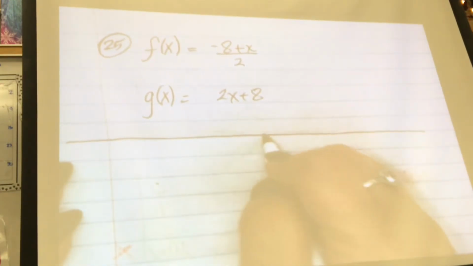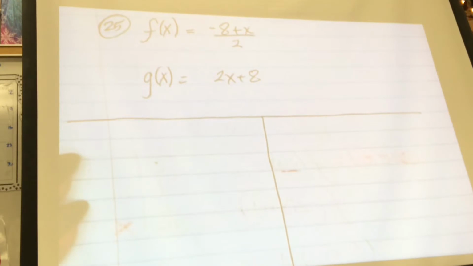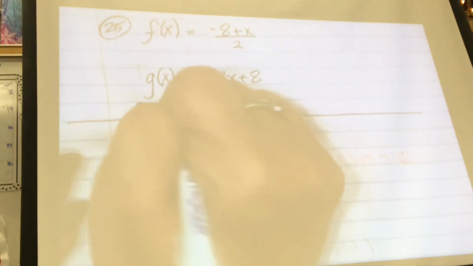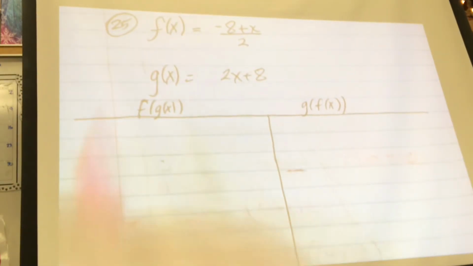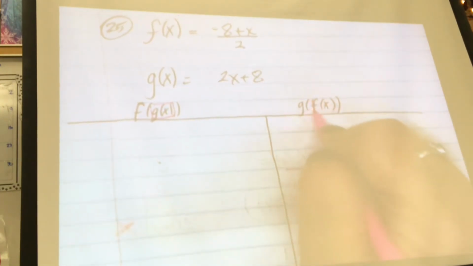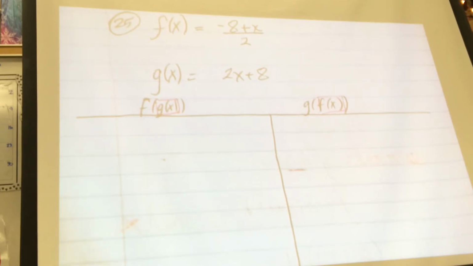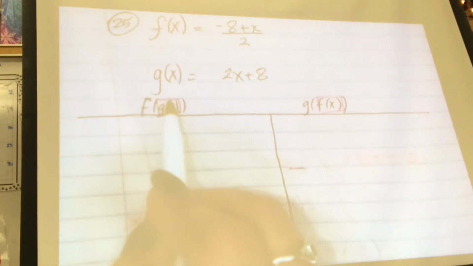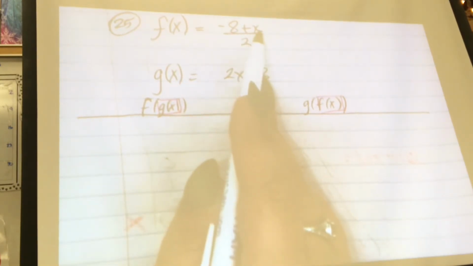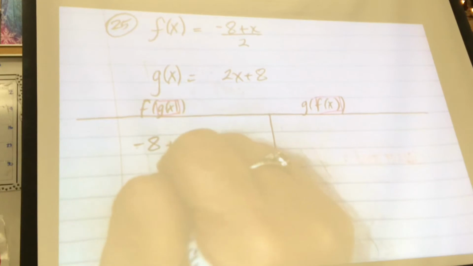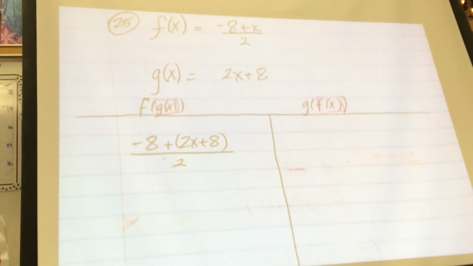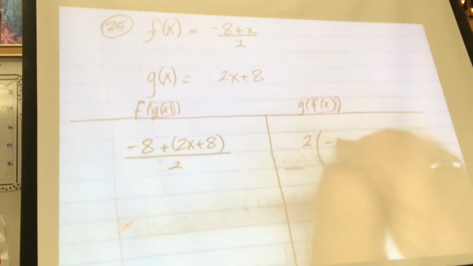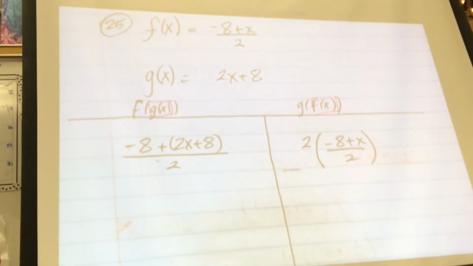I'm going to highly recommend that you do them side to side. One is f of g of x, and the other one is g of f of x. At your age, I always used to highlight the inside one because then you'll know which one goes into which. You have to do both ways, but this means take g of x, put it inside f of x. So -8 plus 2x plus 8 over 2. And this one is 2 times -8 plus x over 2, plus 8.